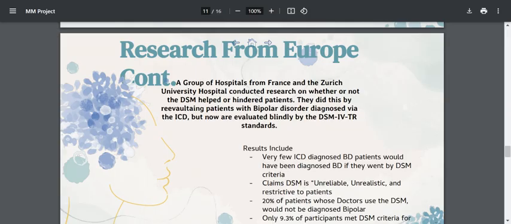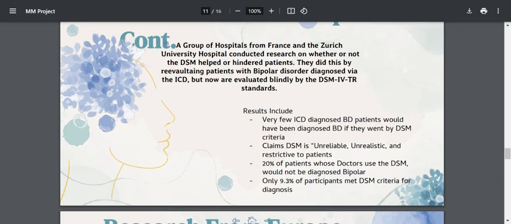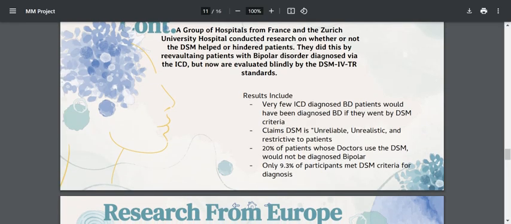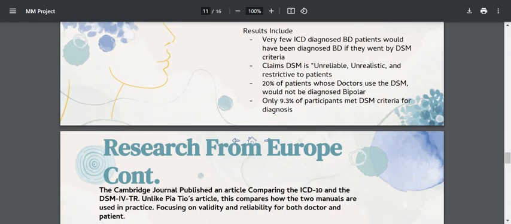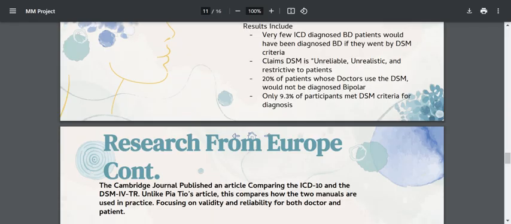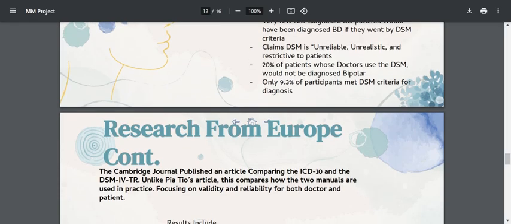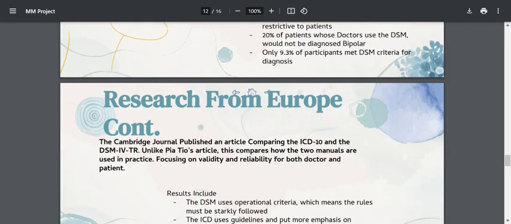They did this by reevaluating patients with bipolar disorder diagnosed via the ICD, but now evaluated blindly by the DSM-IV-TR standards. Very few ICD diagnosed bipolar patients would have been diagnosed bipolar if they went by DSM criteria. Claims DSM is unreliable, unrealistic, and restrictive to patients. 20% of patients whose doctors use the DSM would not be diagnosed bipolar. Only 9.3 participants meet DSM criteria for diagnosis.